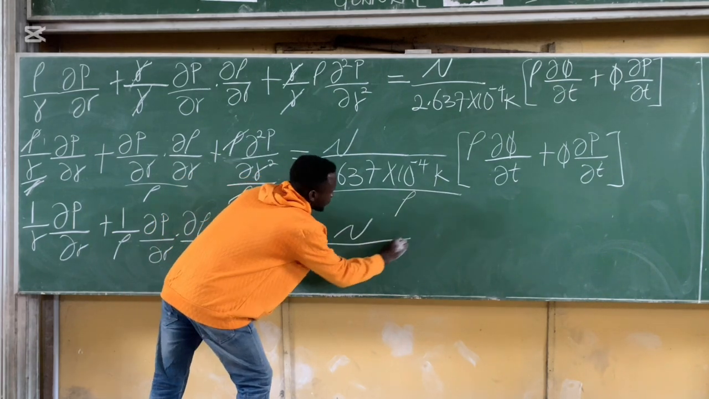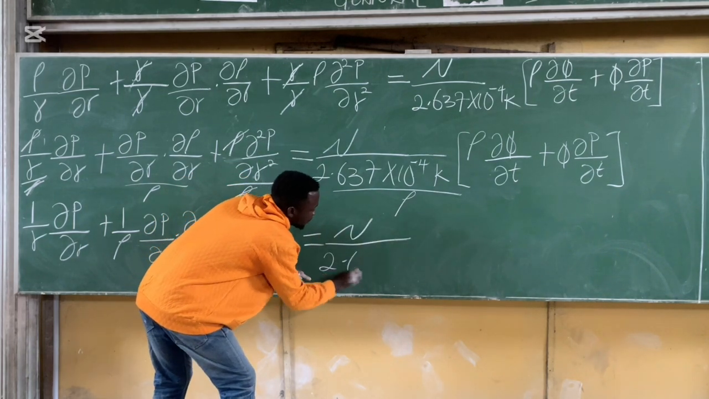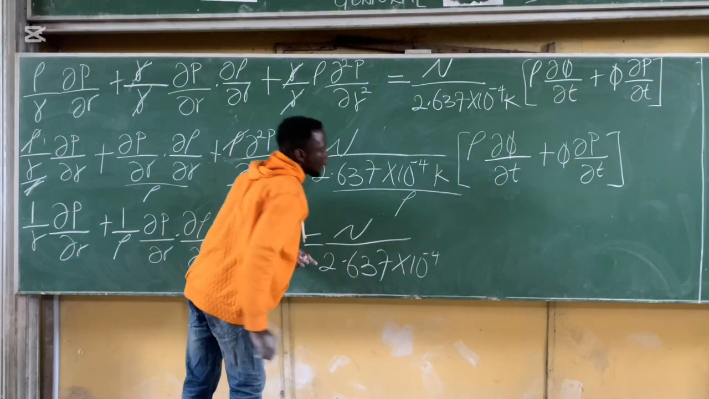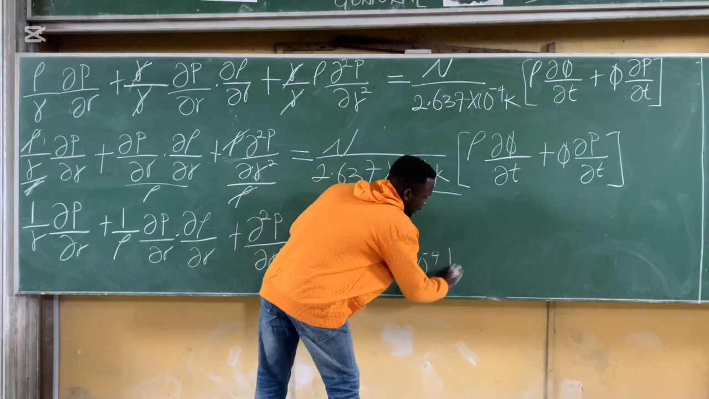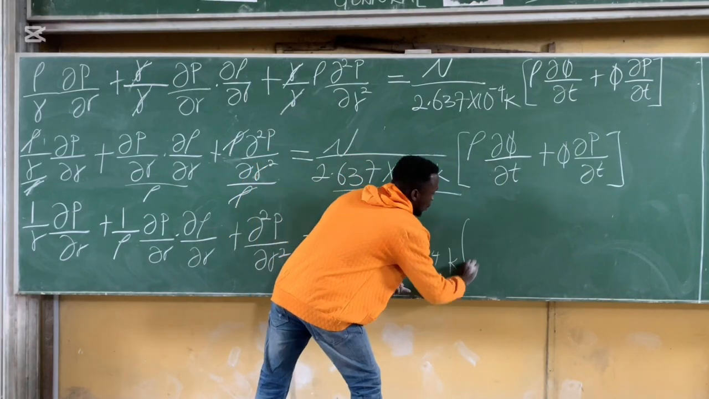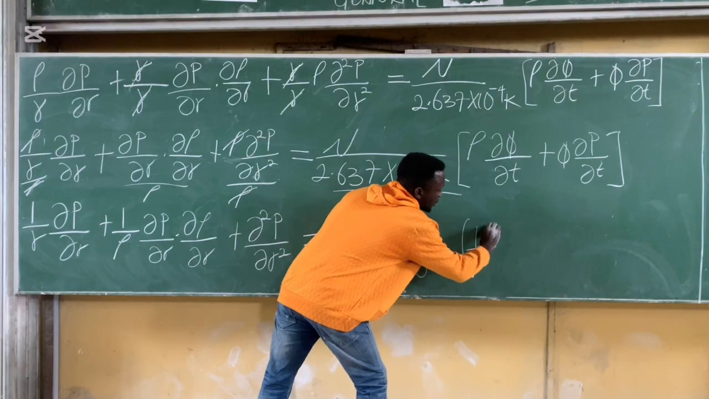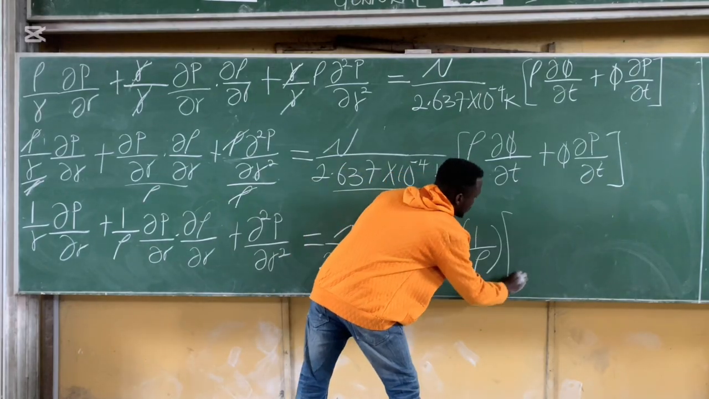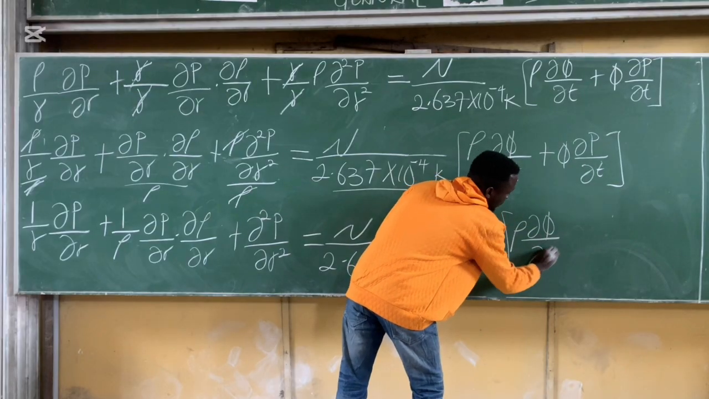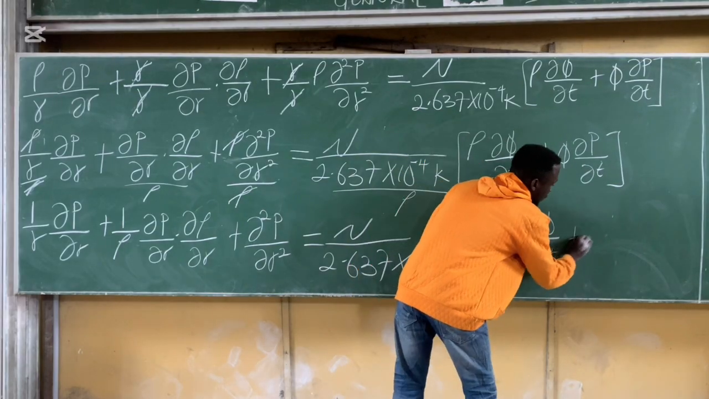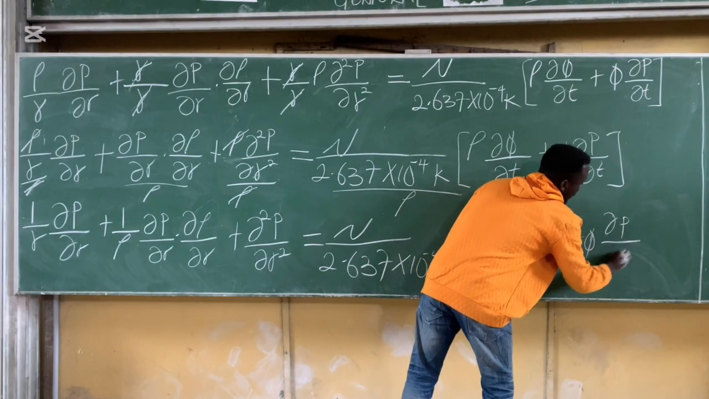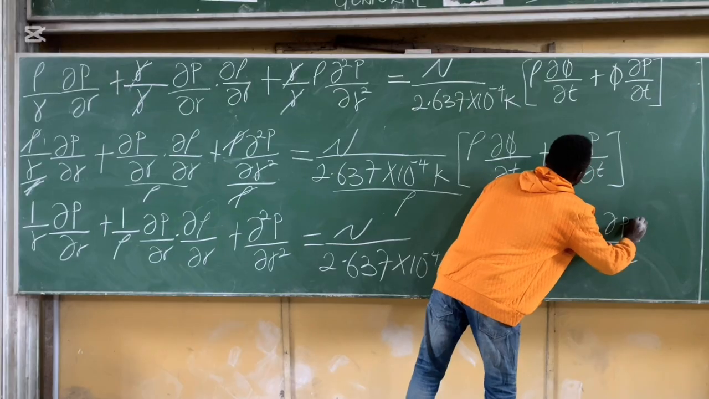so we can simply rewrite this. This will give us mu divided by 2.637 times 10 raised to the power of minus 4k. Since we are dividing it by density, we can simply rewrite it as what? 1 all over what? Density into what? Density dφ over dt plus φ dp all over what? Dt.